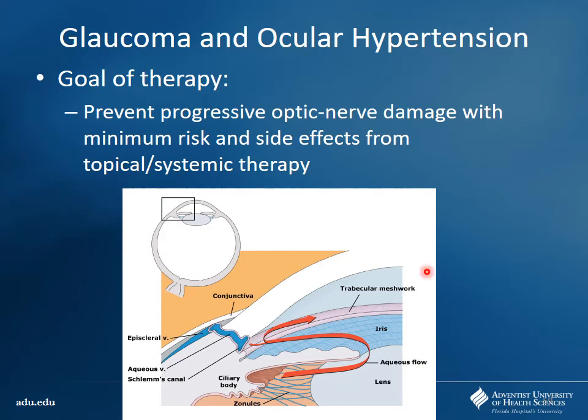So we mentioned that our goal here is to prevent progressive optic nerve damage and try to minimize the risk with some of the side effects of the systemic therapy we're going to see here. All these drugs we're going to use for glaucoma are topically administered, but because of absorption through the nasolacrimal duct, you do have to worry about systemic effects. We want to minimize those where we can.